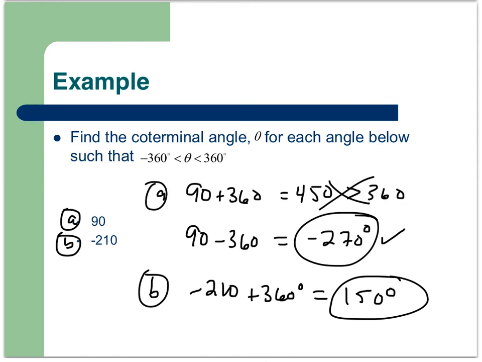And so that's how we find coterminal angles. You could have a question where it says give me a positive and a negative angle that fall between negative 360 and 360, or just give me an angle. And that's all that's required.